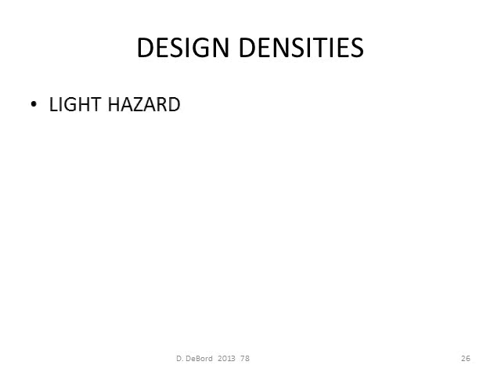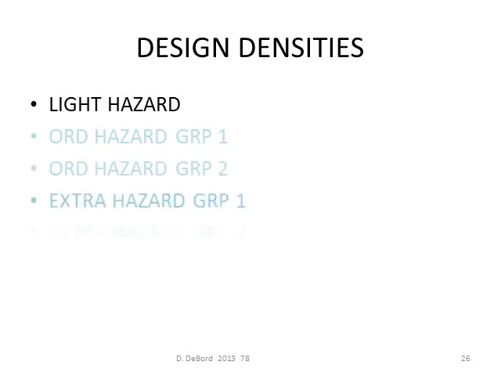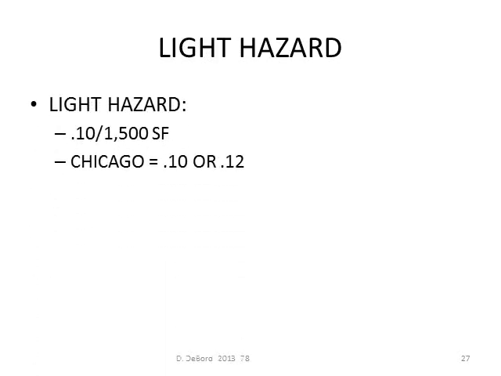Let's look at design densities a little bit for light hazard, and then we have ordinary hazard group 1, ordinary hazard group 2, extra hazard group 1, extra hazard group 2. For light hazard, for the rest of the world, it's 0.10 GPM per square foot over the most remote 1,500 square feet. Chicago, it's 0.10 or 0.12 over the most remote 1,500 square feet.